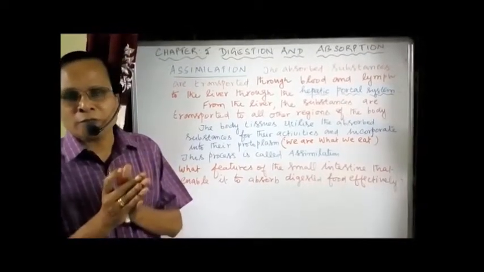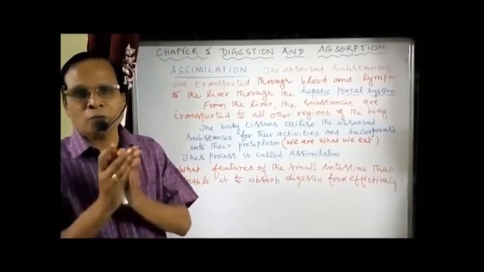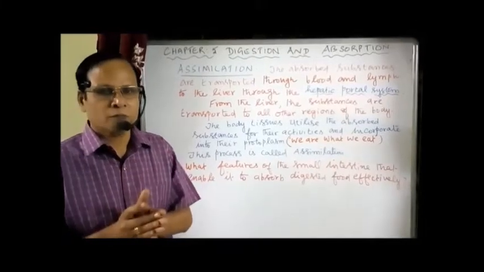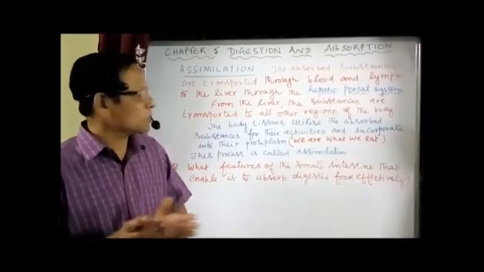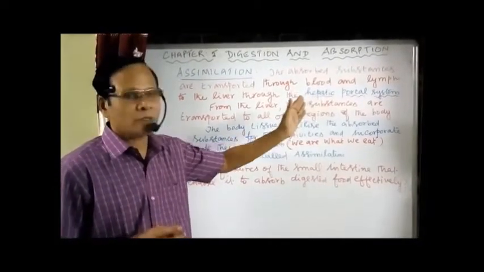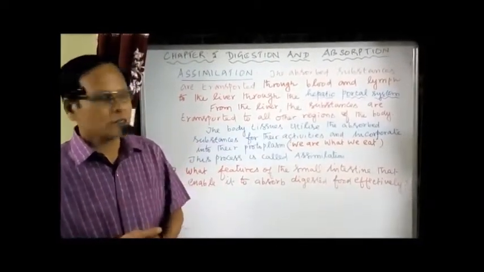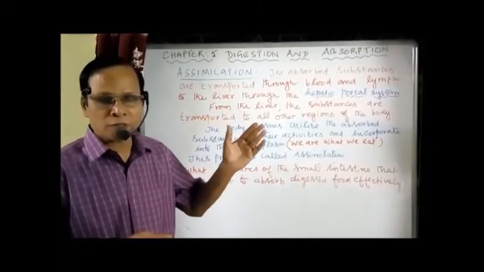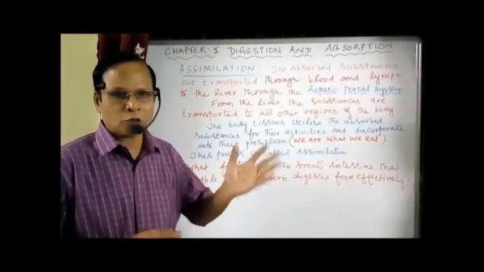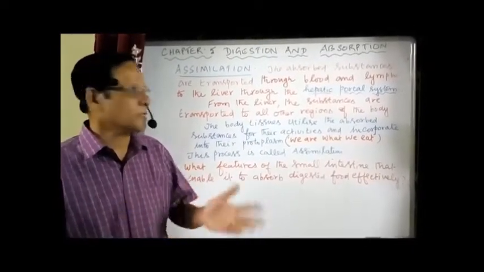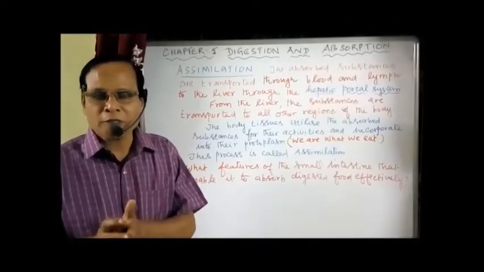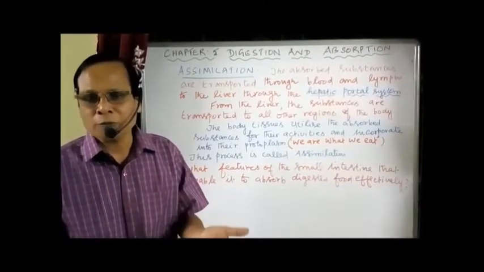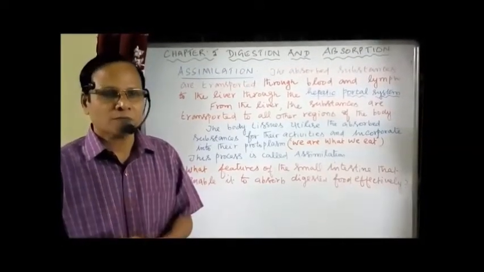Now the absorbed food materials are transported through blood and lymph to the liver, through a portal vein, what is called the hepatic portal vein or hepatic portal system. I will talk about what is meant by a portal system and a circulatory system in a separate topic: what is a portal system, what are the types. And from the liver, the absorbed food materials are transported to all other regions of the body for utilization.